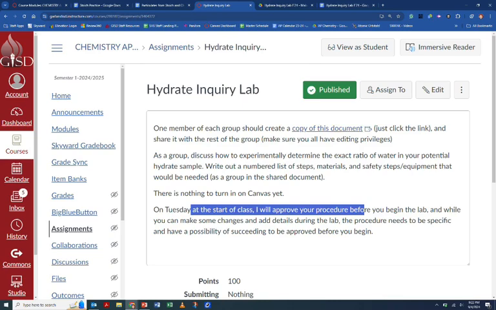So for right now, as a group, you can be talking on, editing that document together. Maybe one person's writing the procedure, the other person is making a note of materials as you need them, another person's making a comment about safety, someone else is kind of giving general feedback or helping with that procedure. So work as a group to get that procedure, materials, and safety as good as you can, as detailed as you can, so you're as ready as possible for that lab on Tuesday.